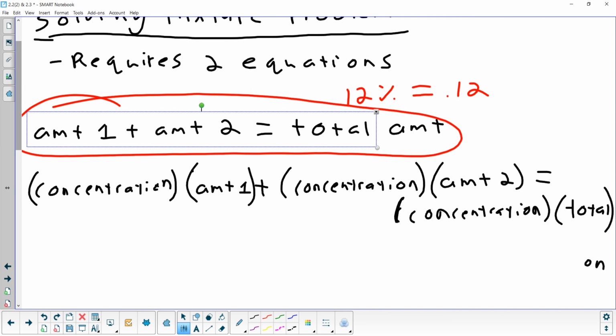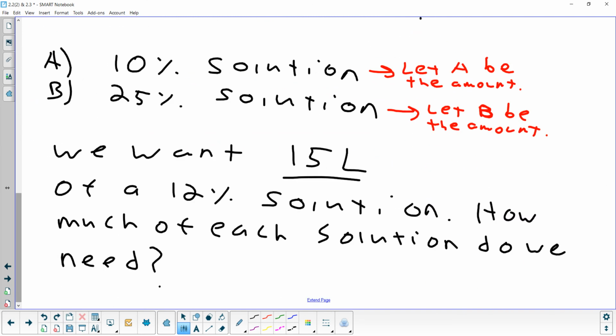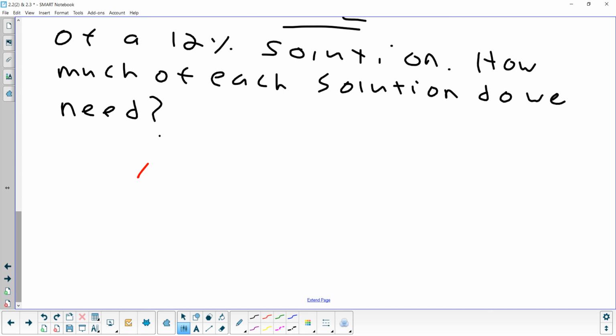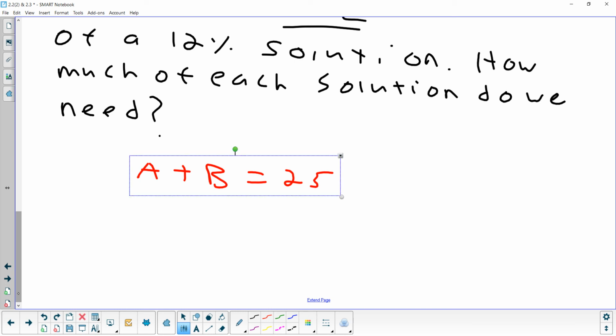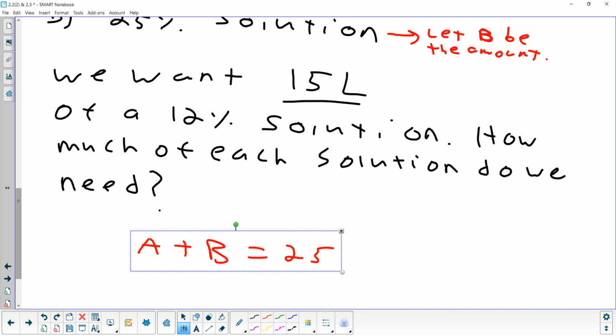So A plus B equals 25. And if that's all you knew, you wouldn't be able to answer it with just one answer, because you could do 1 and 24. You could do 20 and 5. You could do 12 and 13. There's lots of numbers that add to 25. But to get it exactly 12%, there's only going to be one answer.